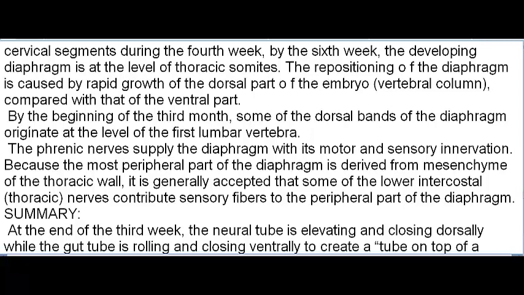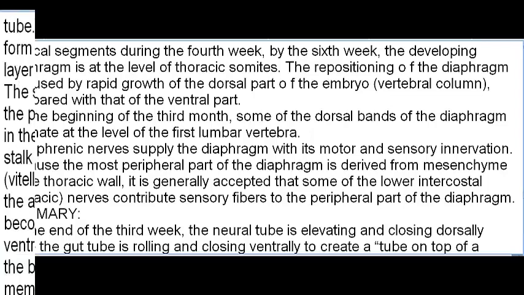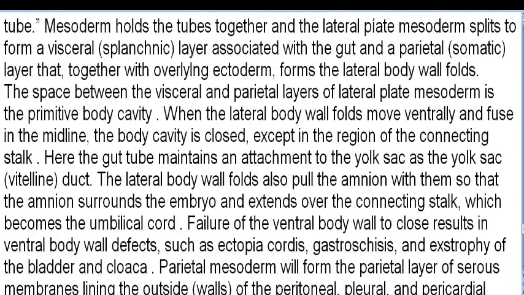Summary: at the end of the 3rd week, the neural tube is elevating and closing dorsally while the gut tube is rolling and closing ventrally to create a tube on top of a tube. Mesoderm holds the tubes together and the lateral plate mesoderm splits to form a visceral, splanchnic, layer associated with the gut and a parietal, somatic, layer that, together with overlying ectoderm, forms the lateral body wall folds. The space between the visceral and parietal layers of lateral plate mesoderm is the primitive body cavity.